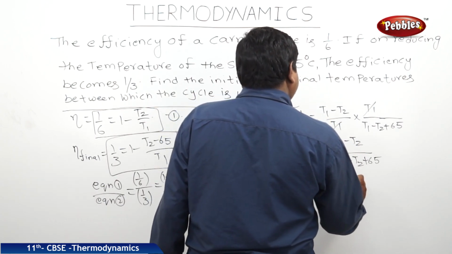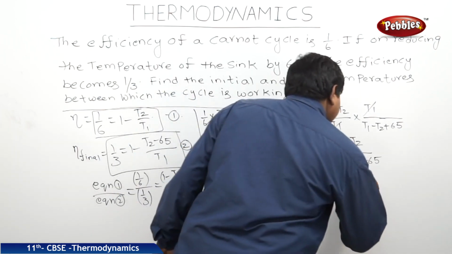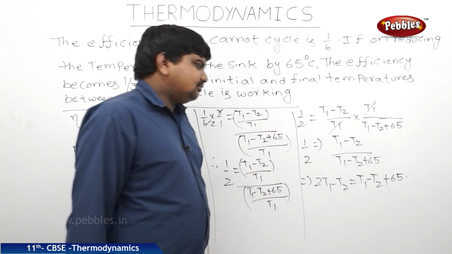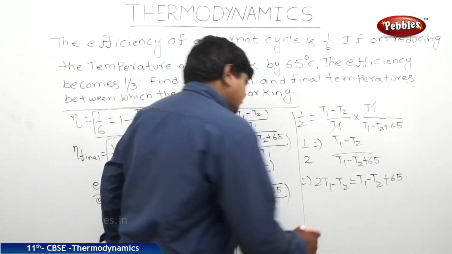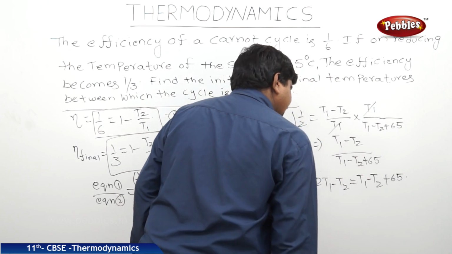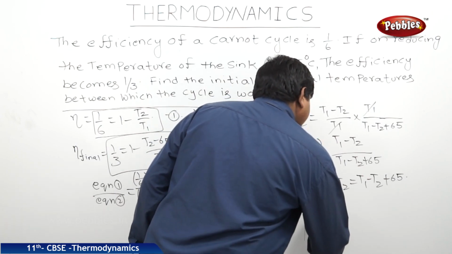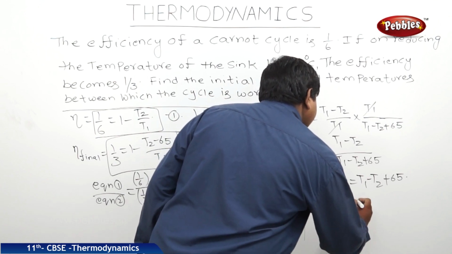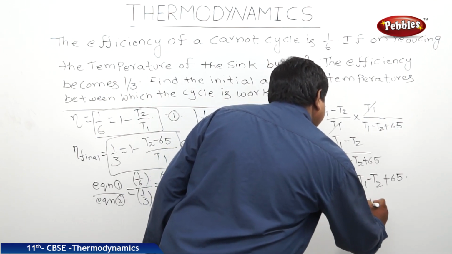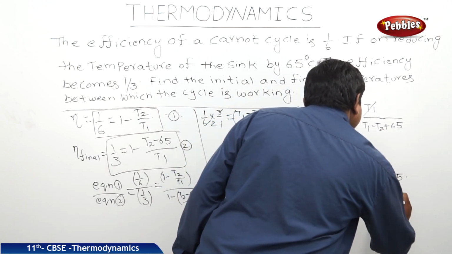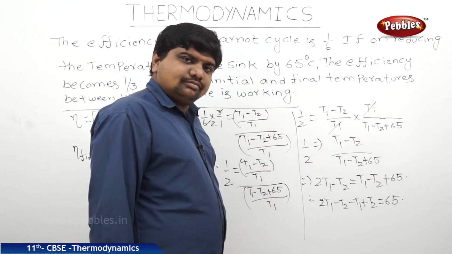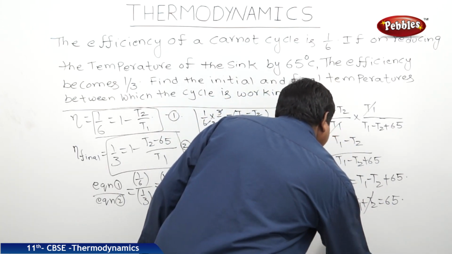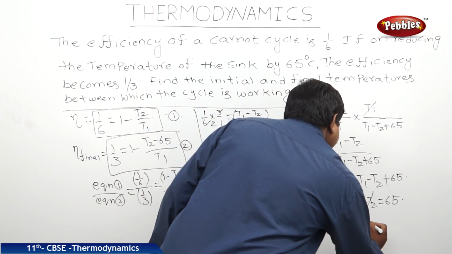2 into (T1 minus T2) is equal to T1 minus T2 plus 65. If we solve it, this T2 will come here. So, 2T1 minus 2T2 minus T1 plus T2 is equal to 65. T2 gets cancelled. T1 is equal to 65 degrees.